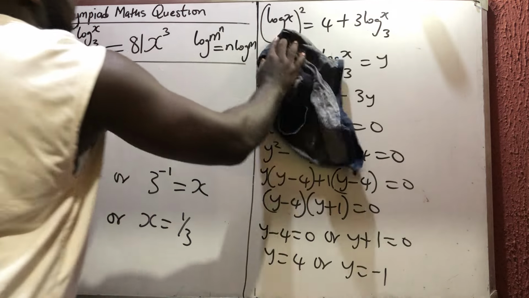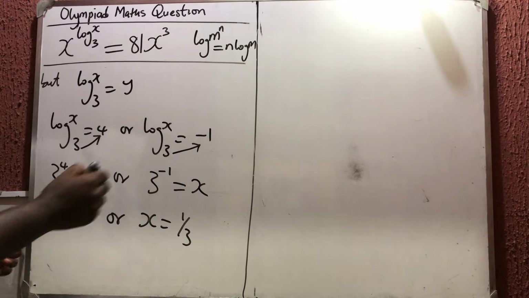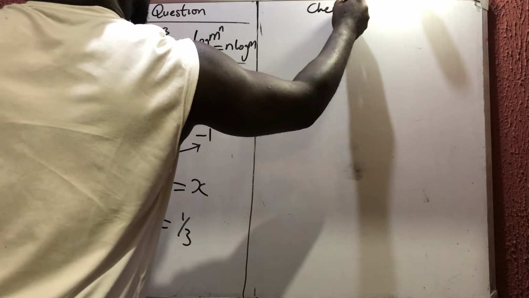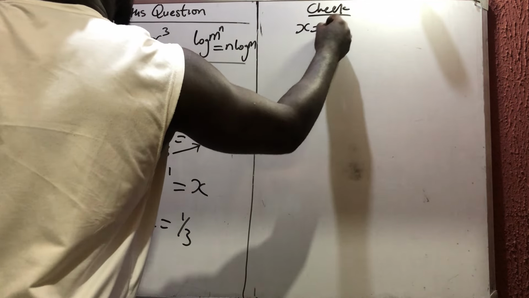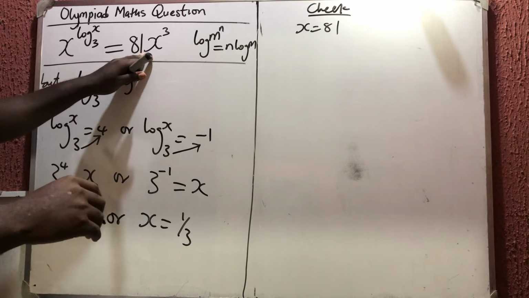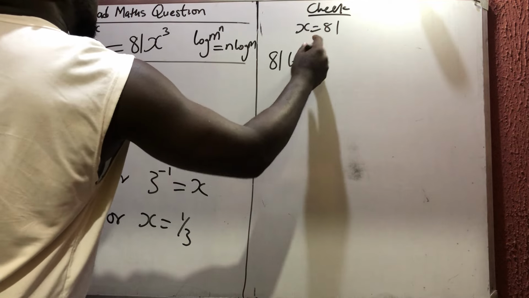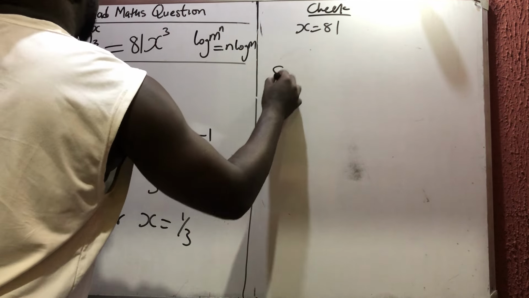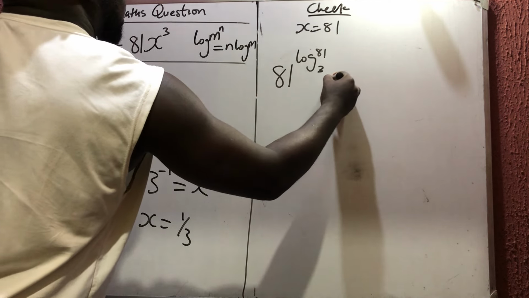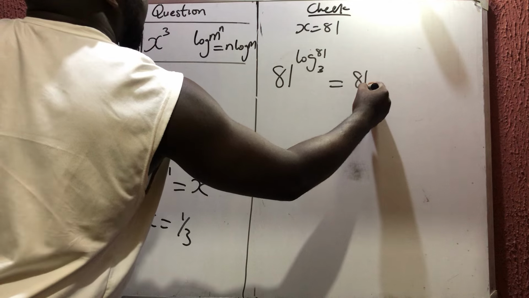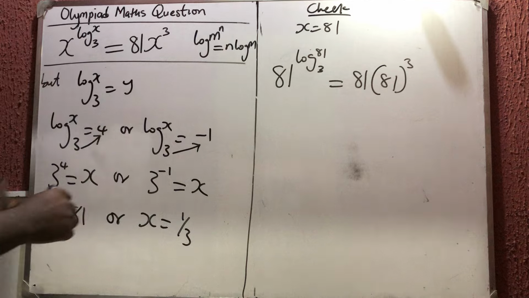Let us check if it is correct. Let us cross check. The first one we got was when x is equal to 81. So if x is equal to 81, let us see if the left hand side will give us the right hand side. So I have 81 raised to power log 81 base 3 is equal to 81 into 81 raised to power 3. Okay, so what do we have?